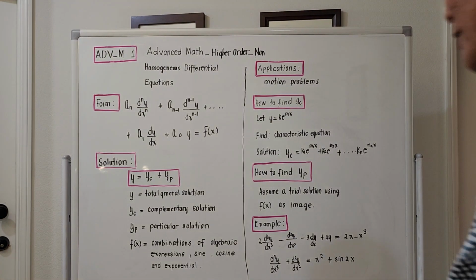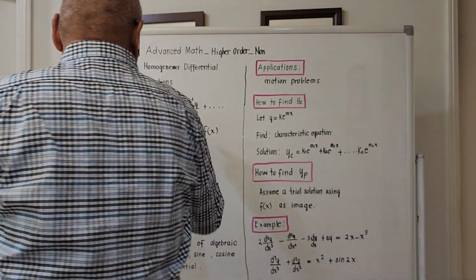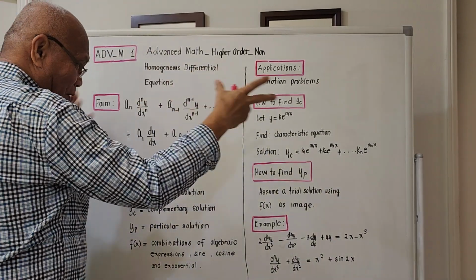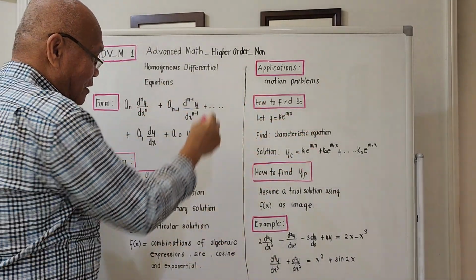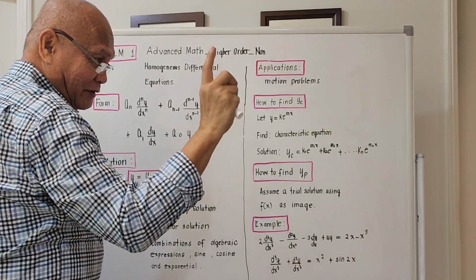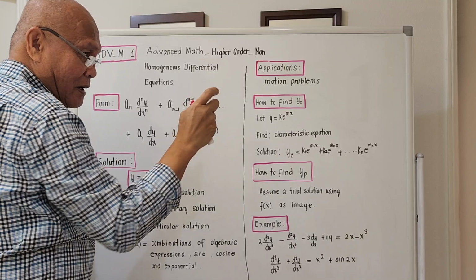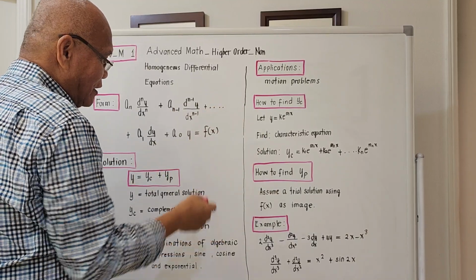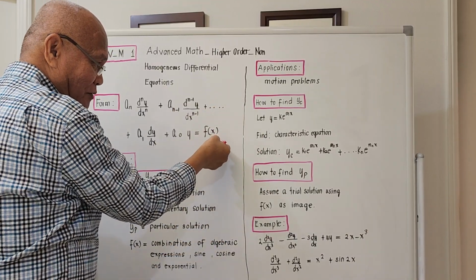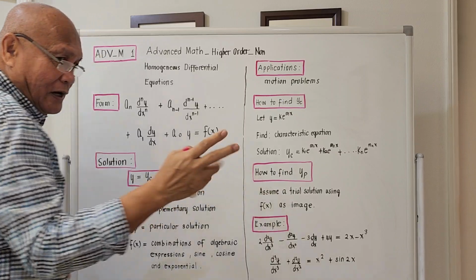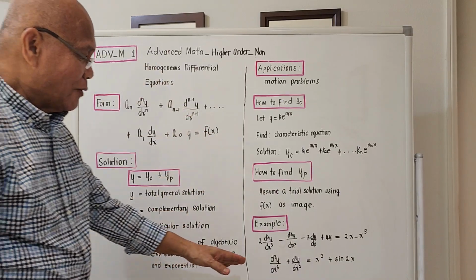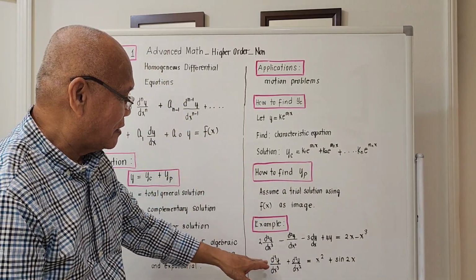That is advanced mathematics. It is still a differential equation problem, but the order is higher order, and topic number 1 is non-homogeneous differential equation. Non-homogeneous meaning the right hand side is not equal to 0.